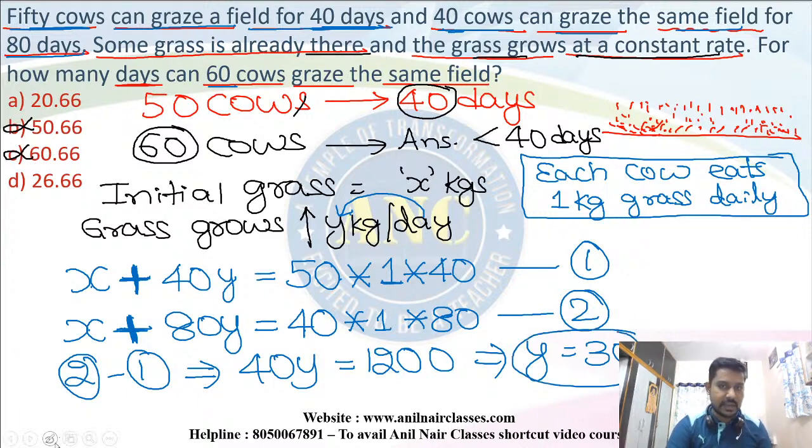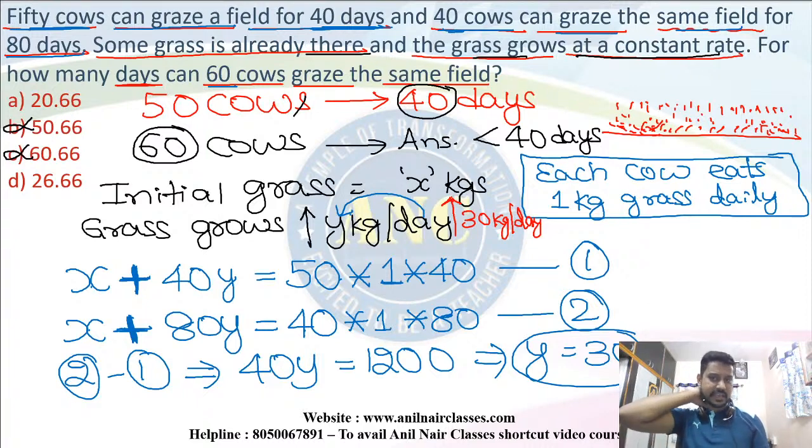Let me use a different color right now. Y value is 30 means, in this place you are getting 30 kgs per day. That means the grass is every day growing at a constant rate of 30 kgs per day. Every day it is increasing by 30 kgs. That's the meaning of this y value. Now we got y value.